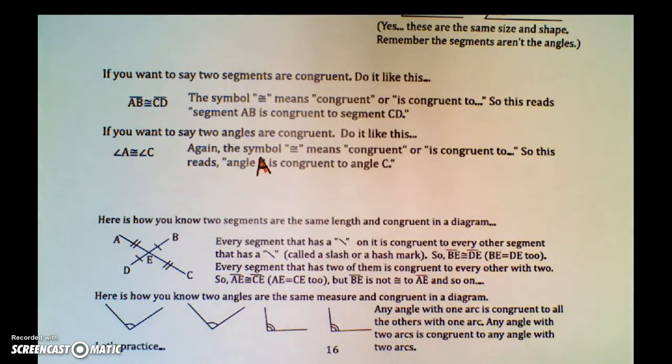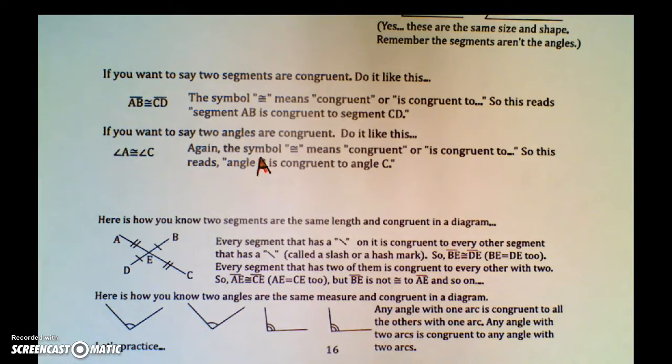For angles, here's how you know that two angles are the same measure and congruent in a diagram. So in this one, you have the angle mark here. Only one arc. Here you have two arcs. So any angle with one arc is congruent to all the others with one arc, and any angle with two arcs is congruent to any angle with two arcs. So just looking at the arcs, you're able to tell if things are congruent or not.